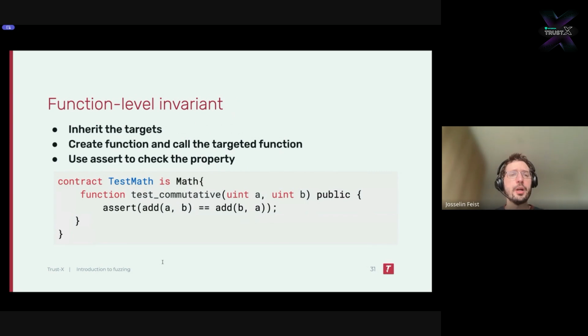For function level invariants, usually what you can do is inherit from the target. For example, if it's a math library, you just inherit from the contract of the library, and you create a couple of functions that target the underlying function you want to test. For example, if you want to test whether addition is commutative, here's how you can write it. You inherit from math, you create the function. Here we are also using the assertion mode, where instead of checking a specific property, we are checking any assertion within the code base. So this can also be really convenient depending on how you build the code base.